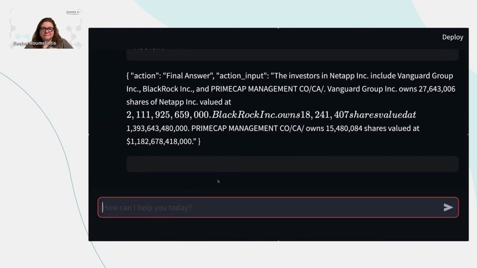Okay, we'll go a little bit deeper here. We'll ask some questions about what are the risks to companies. So not about a particular company, but which companies are something. So let's say what companies are at risk from a chip shortage.